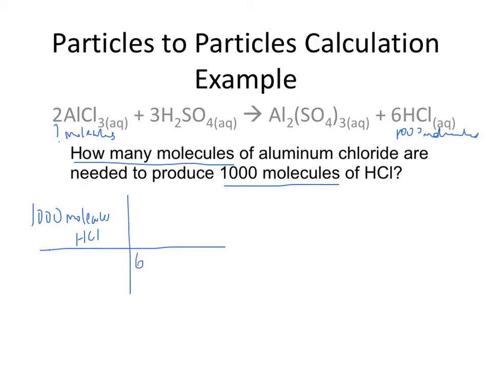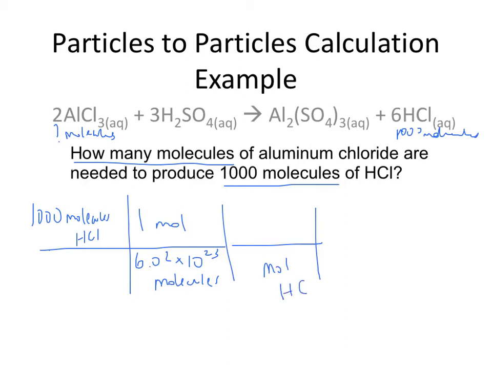So we use Avogadro's number, which is equal to 1 mole. Our next step is then our mole ratio. Our mole ratio comes from, again, the balanced equation. So we have moles of HCl, and we're going to 2 moles of AlCl3. 6 is from the ratio portion of the HCl. AlCl3 is going to be 2. We plug those numbers in there.